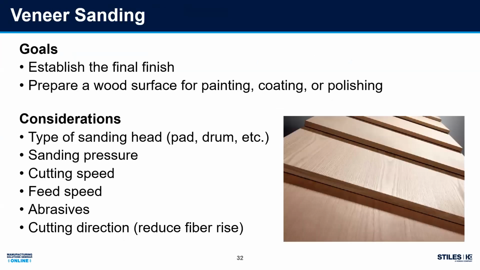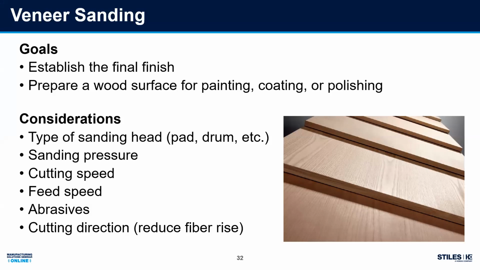So when we talk about veneer sanding, again, the goal is, one, to establish a final finish that's going to give us the appearance that we like, and something that's going to prepare that surface for our next process, which would be painting or coating, or maybe it's polishing of some sort. The considerations in terms of the technology, of course, are first the type of sanding heads. Addison mentioned a little bit about drums and a chevron belt. But usually in the case of veneer sanding, we're going to be using pads, and specifically segmented pads, which I will talk about in just a moment.